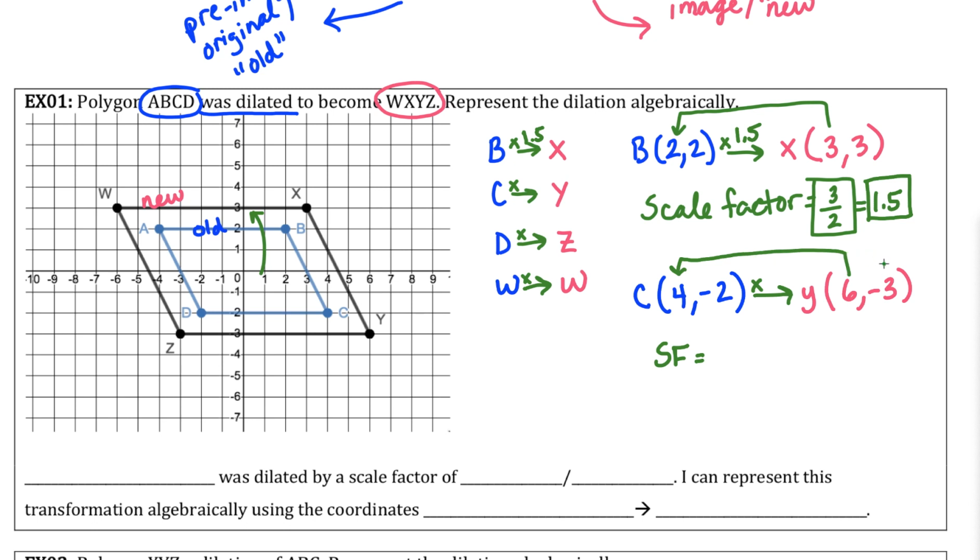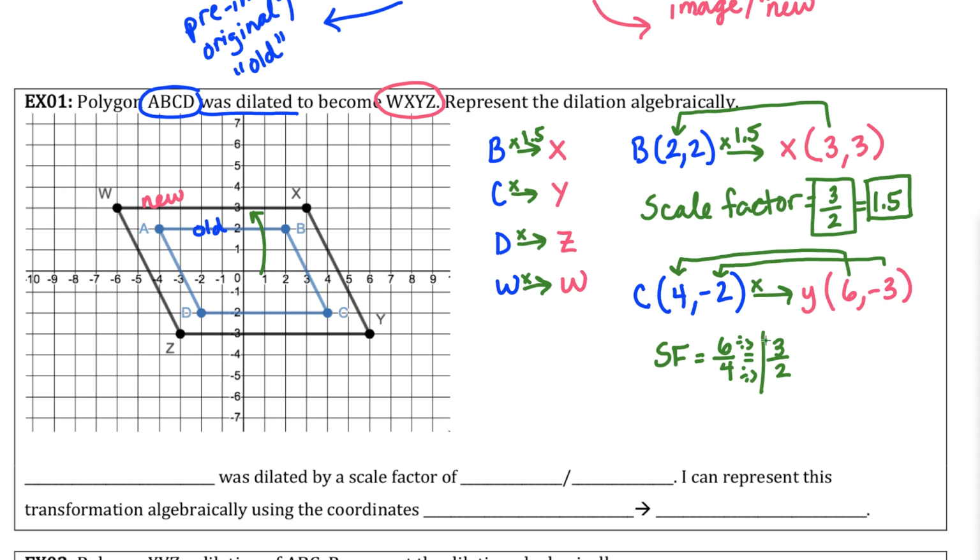Let me do it slightly different. Or negative 3 divided by negative 2. I'm going to do 6 divided by 4. And if you reduce it, because you can't divide that cleanly, you get 3 over 2.